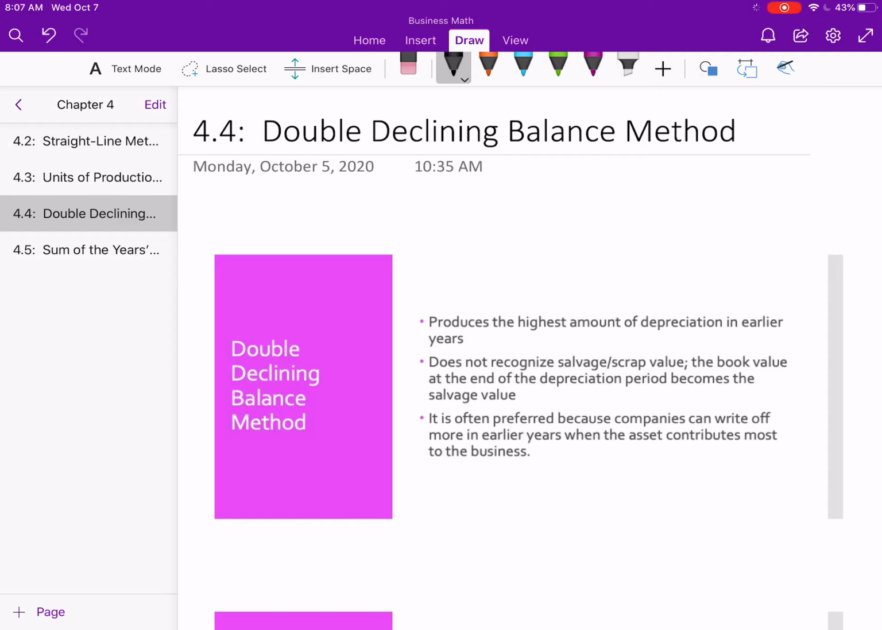This is section 4.4, the double declining balance method. So this is our third method of depreciation that we're talking about. And the double declining balance method produces the highest amount of depreciation in earlier years.